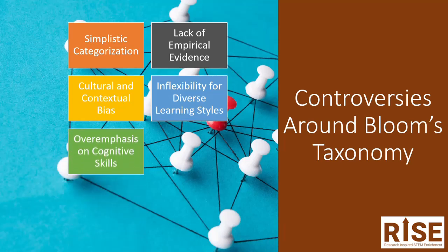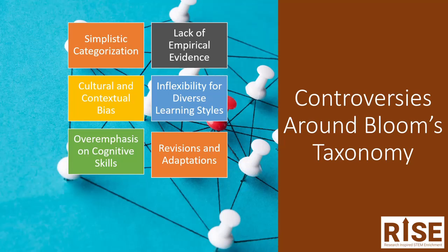Another controversy surrounds the overemphasis on cognitive skills. Some argue that Bloom's taxonomy places too much emphasis on cognitive skills and doesn't sufficiently address affective, emotional, and psychomotor, physical domains of learning, which are also essential for a well-rounded education. It is also contended that Bloom's taxonomy is inadequate for digital and technology-based learning.